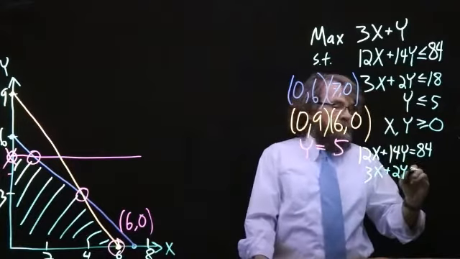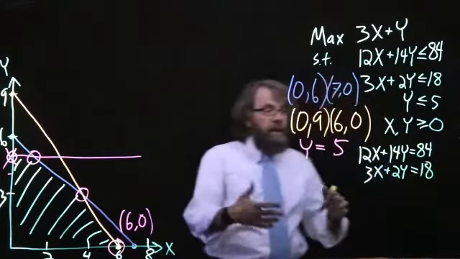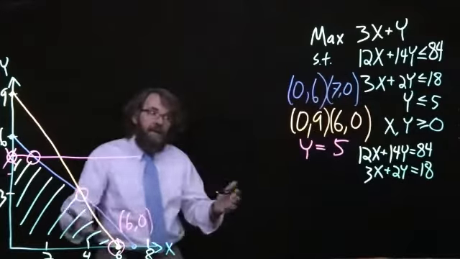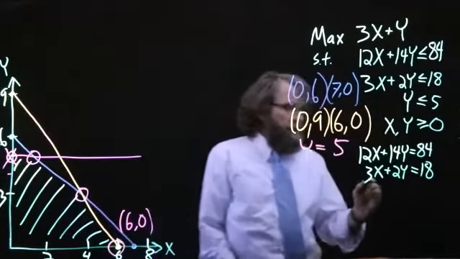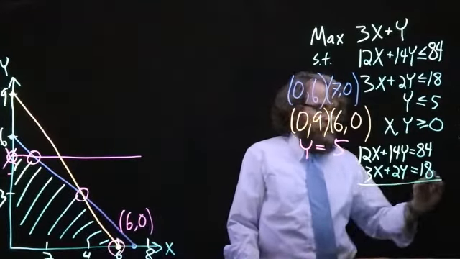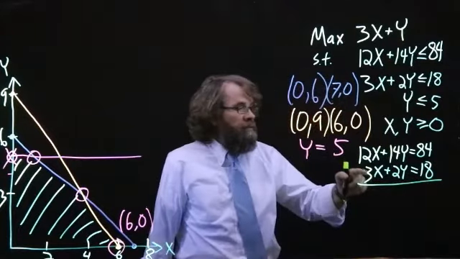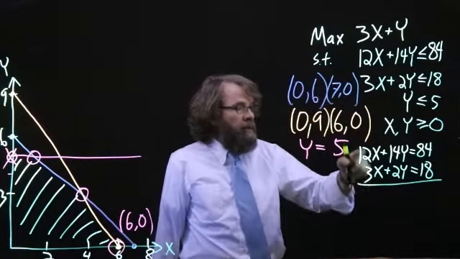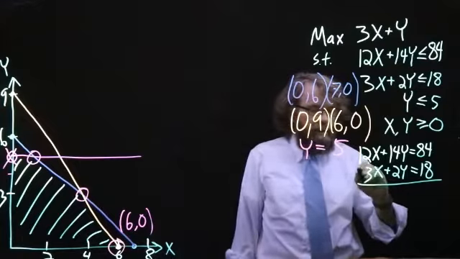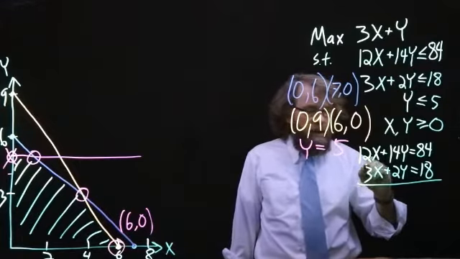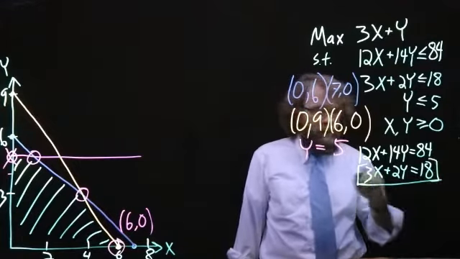is equal to 18. So I need to multiply something by something to try to get something to cancel. Easiest way forward to me here seems to be, I'm going to multiply the bottom one by 4 so that I get a 12 in front of the x's. So multiplying this whole row.